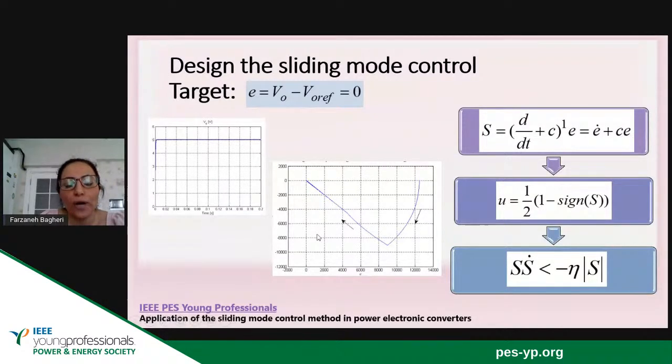I have shown you another figure here that shows e dot versus e. This is the plane of e dot and e. You can see the motion of a sliding mode control. It starts from an initial point and then goes through the 0 point, which we call the equilibrium point, and it will reach the equilibrium point. If you want to decrease this reaching phase, you can increase the value of c.